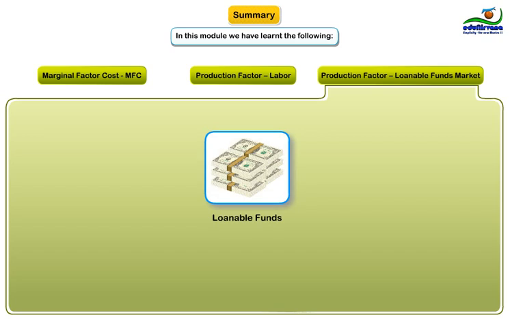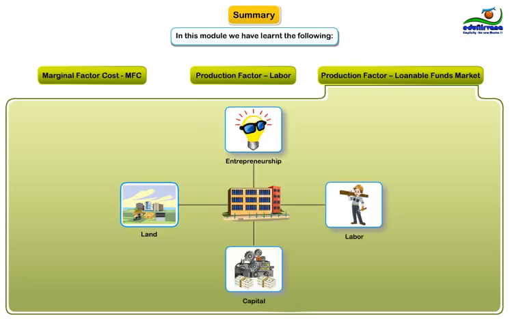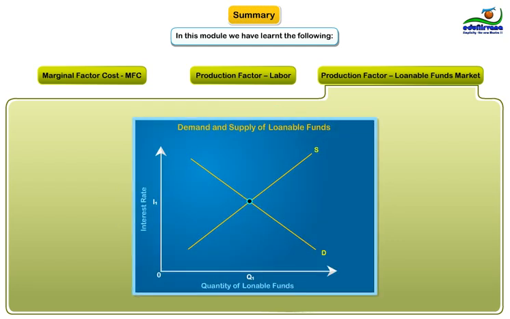Then the next factor of production, viz. the loanable funds market, aka capital, was discussed. Loanable funds are the funds that entrepreneurs take up for setting up their businesses or for payments thereof. The cost or price of loanable funds is interest. It was discussed that the demand and supply of loanable funds are downward and upward sloping respectively.